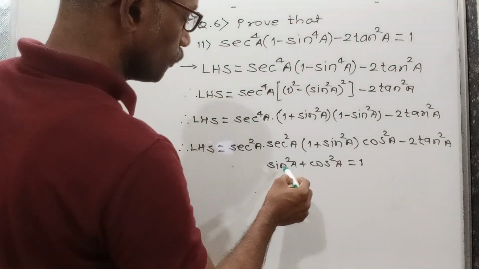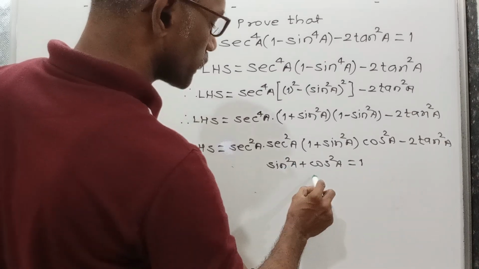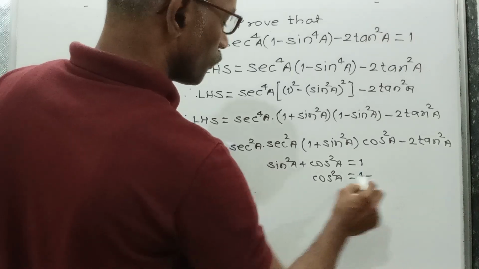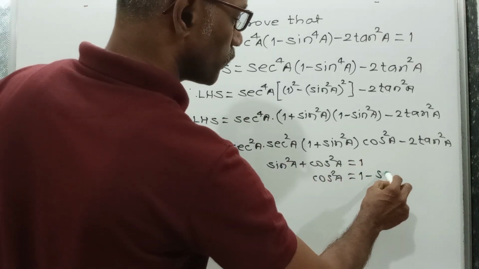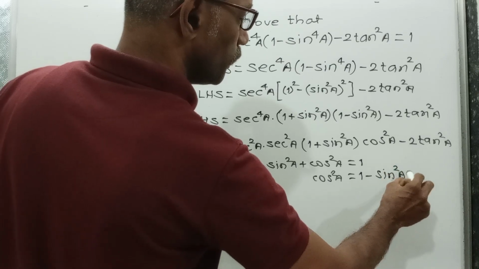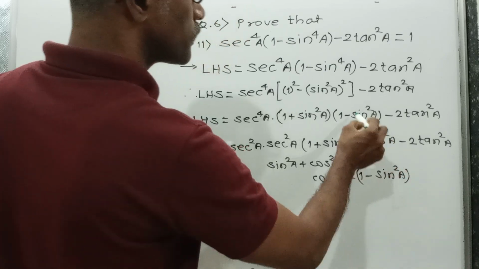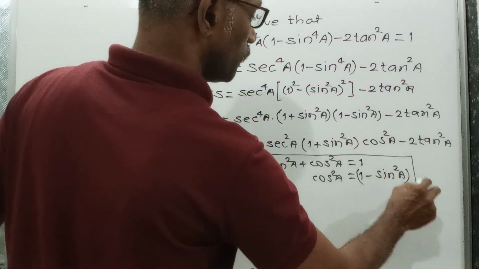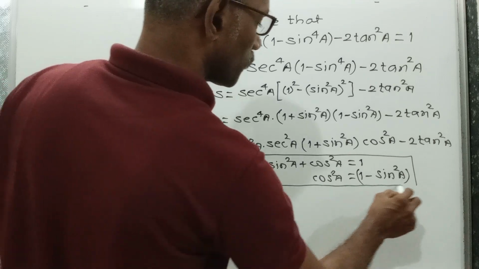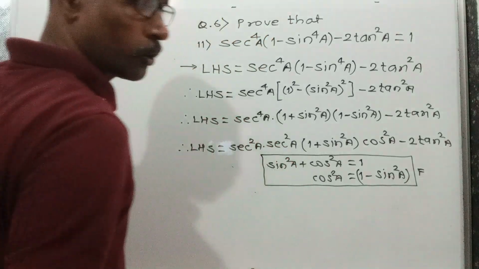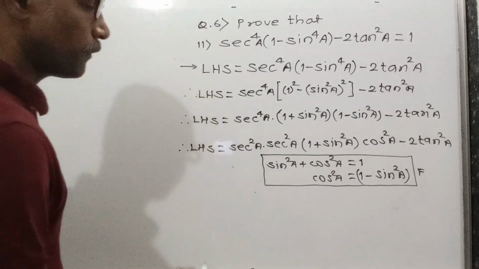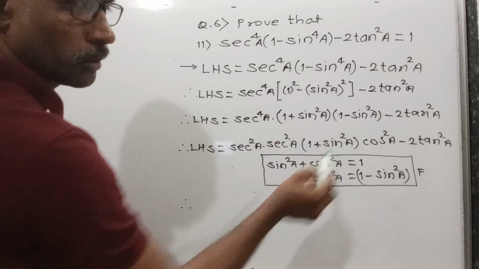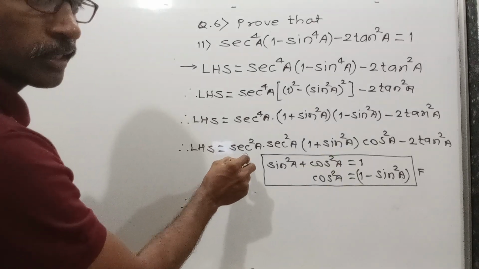Now the formula: sin² a + cos² a is equal to 1. This is the formula. Now when we take sin² a to the right side, cos² a is equal to 1 minus sin² a. So 1 − sin² a means cos² a. This is our formula, this identity. We use this formula here. Did you understand?